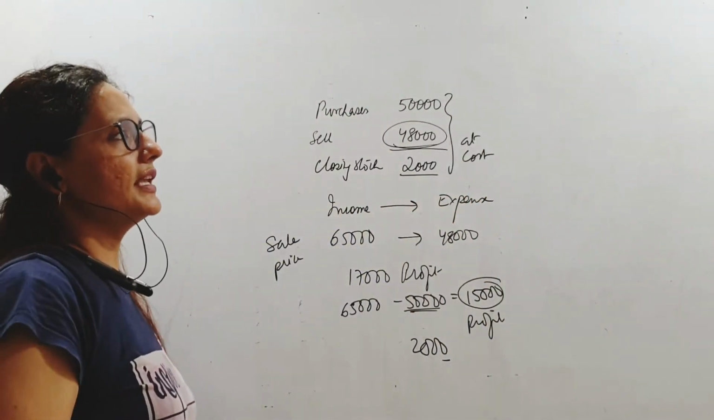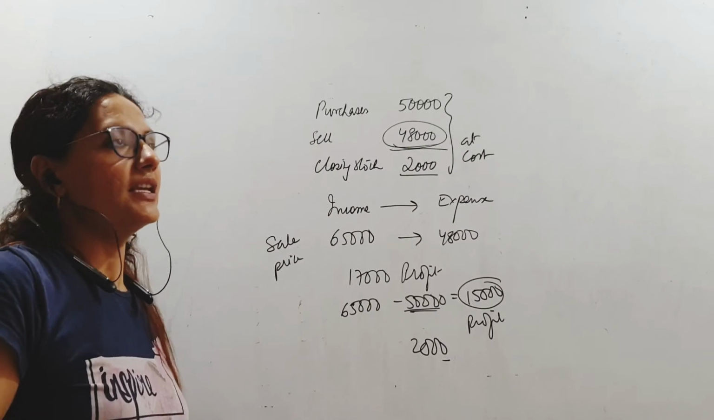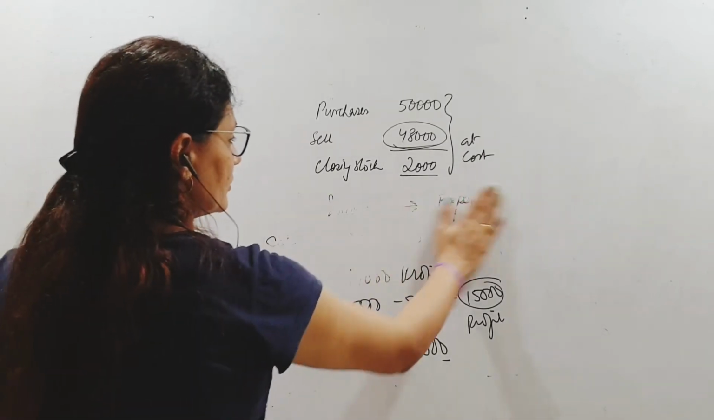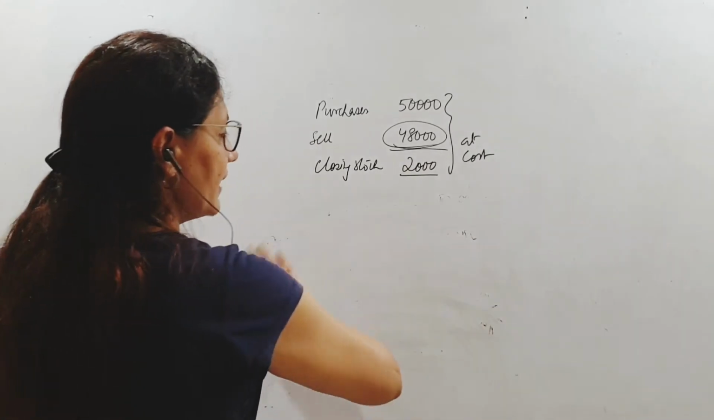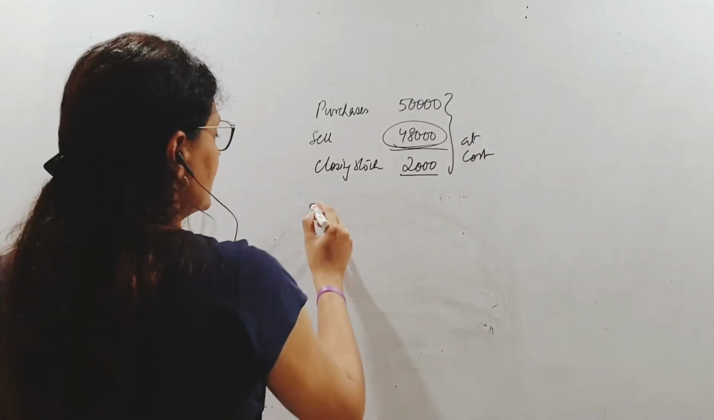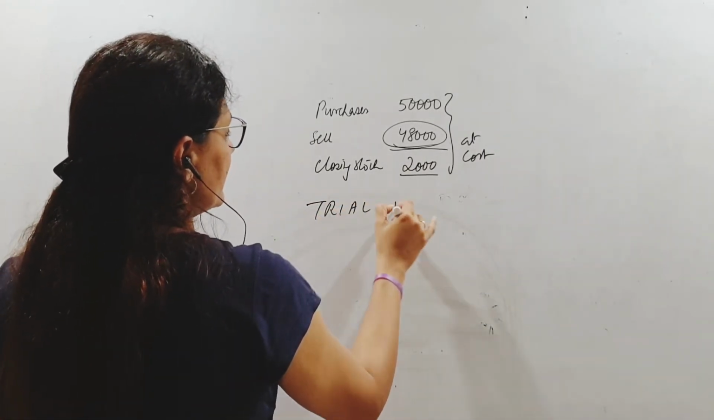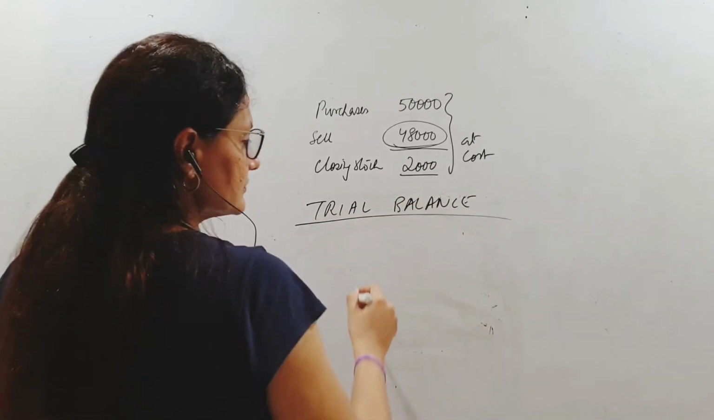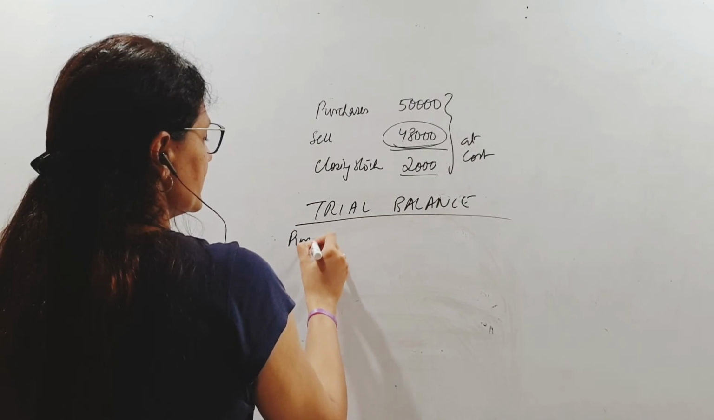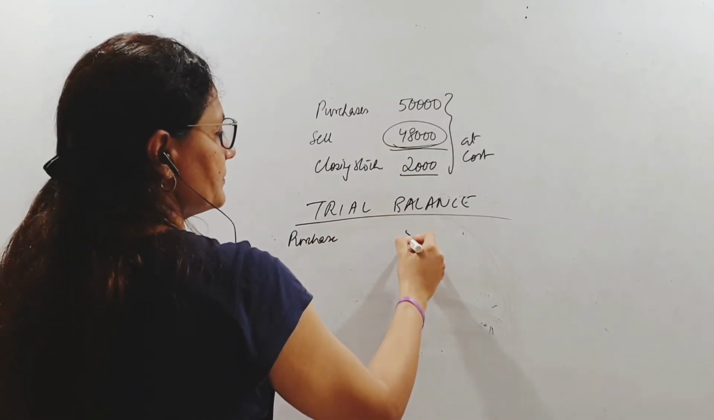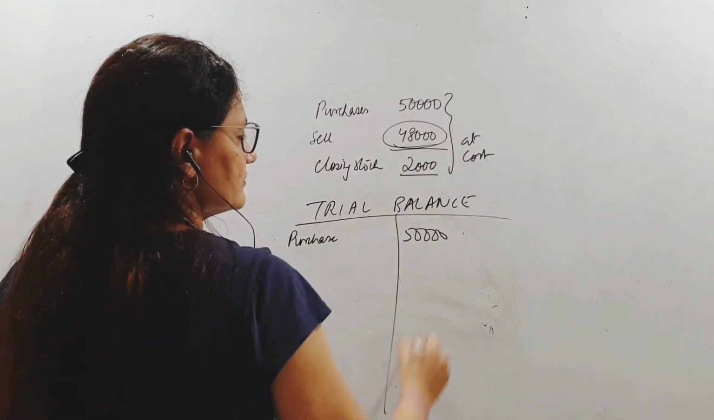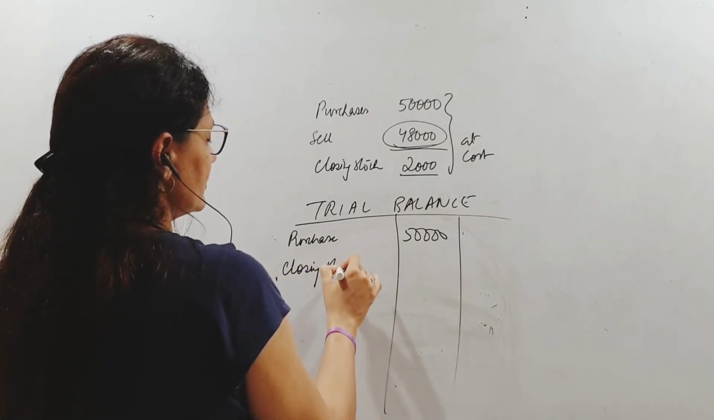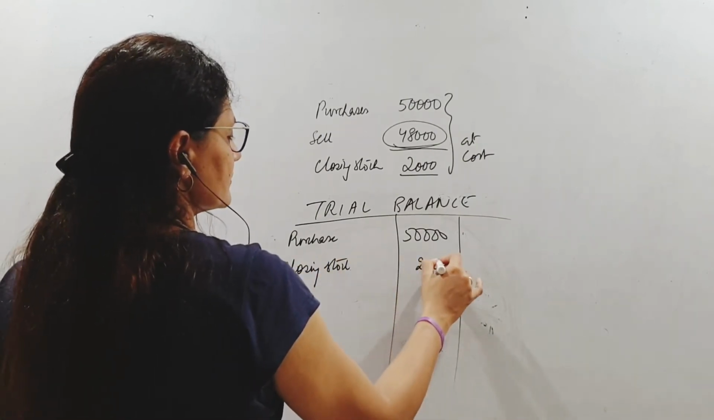Now, what is the trial balance telling me? Forget about all this now. Okay, you've understood why we need to subtract closing stock. So in your trial balance, when we are making a trial balance, suppose you have been given purchases. Same example, 50,000, that is your purchases. And also you have been given closing stock 2,000.